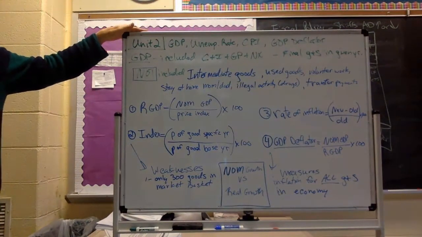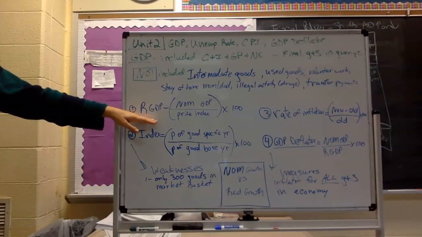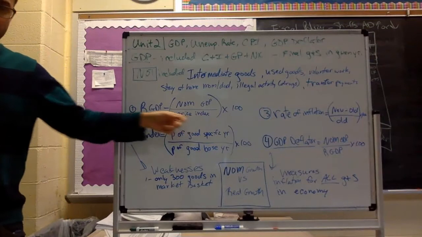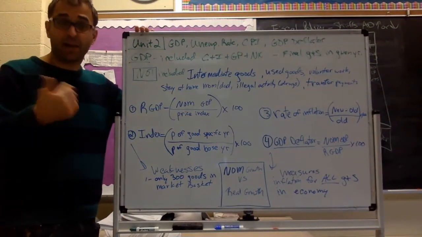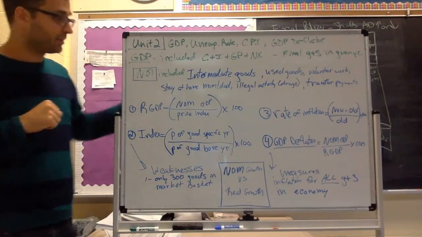So here they are. Real GDP. What is the formula that would be helpful for your test? Real GDP equals nominal GDP over the price index. The price index could be the CPI or it could be the GDP deflator. Those are two price indexes that we use in this class.